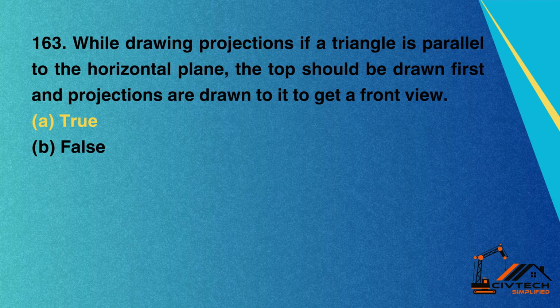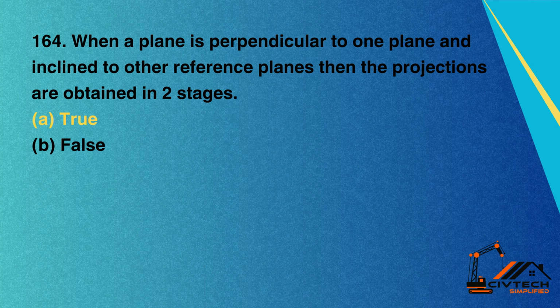163. In drawing projections, if a triangle is parallel to the horizontal plane, the top view should be drawn first, and projections are drawn from it to get the front view. A. True, B. False. Correct option, A. True. 164. When a plane is perpendicular to one plane and inclined to the other reference plane, then the projections are obtained in two stages. A. True, B. False. Correct option, A. True.